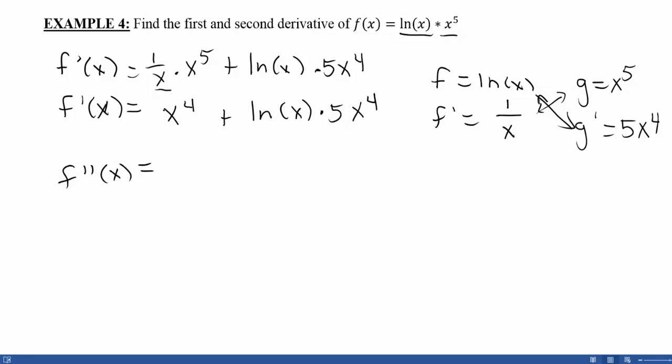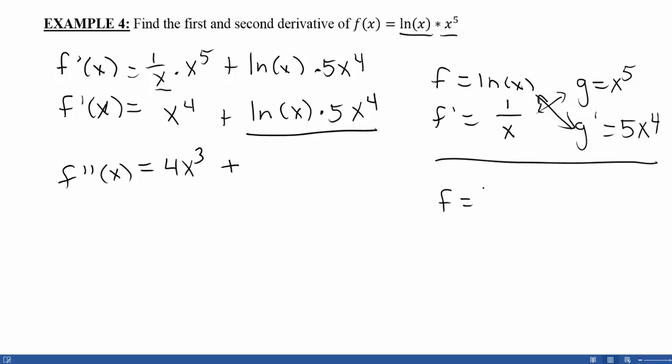Now the first term is x to the fourth. So to get the second derivative, I can just take the derivative of that first term, no problem. Power comes down, subtract 1 from the power. However, the second term, I notice, is two things multiplied together. So I have to do another product rule in order to get the result of the derivative of the second part. So again, I'm going to pick my first function to be f and my second function to be g.